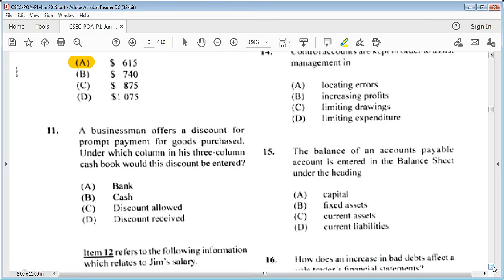Let's move on to number 11. A businessman offers a discount for prompt payment for goods purchased. Under which column in his 3-column cash book would this discount be entered? A, bank, B, cash, C, discount allowed, D, discount received. What would be our answer? We know it would be discount allowed. C, prompt payment for goods purchased.